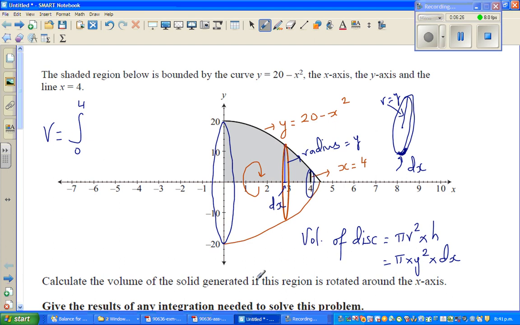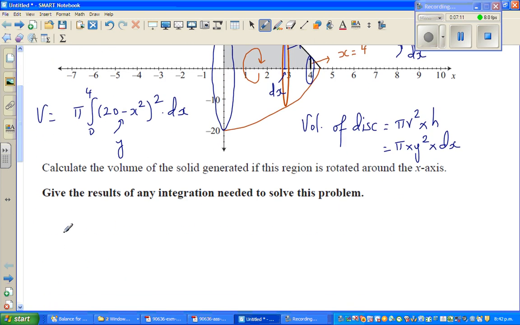So to find the volume of this solid which is generated, it is integration from 0 to 4 of pi times y squared dx. You can factor out pi, so volume is pi times the integral from 0 to 4 of y squared, where y squared is (20 minus x squared) the whole squared, because y is 20 minus x squared, times dx. This is one thing students don't understand: why do you have to include this dx? This dx is nothing but your height or your thickness.